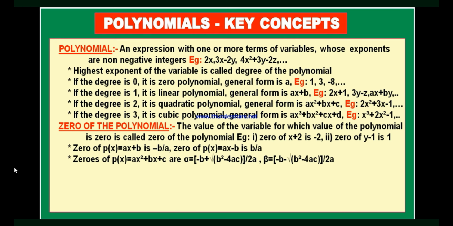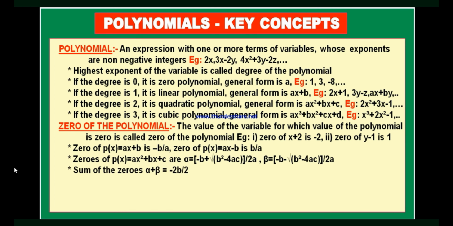The first zero is given by alpha is equal to minus b plus root b square minus 4ac by 2a. And the second zero beta is given by minus b minus root b square minus 4ac by 2a. These two are called zeros of the polynomial ax square plus bx plus c. Alpha is equal to minus b plus root b square minus 4ac by 2a, and beta is minus b minus root b square minus 4ac by 2a.